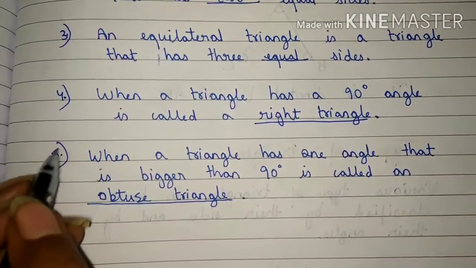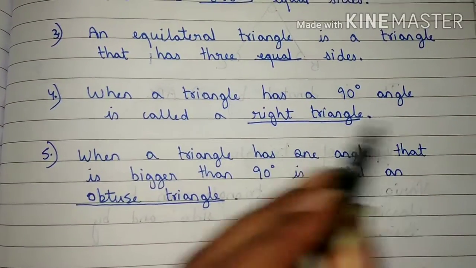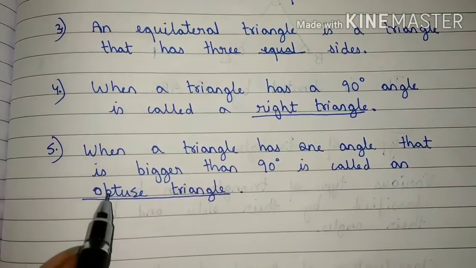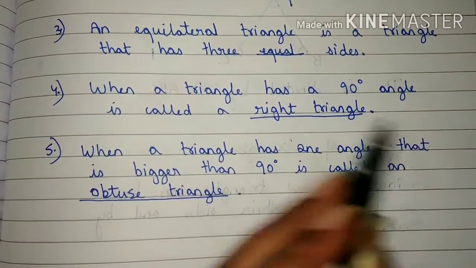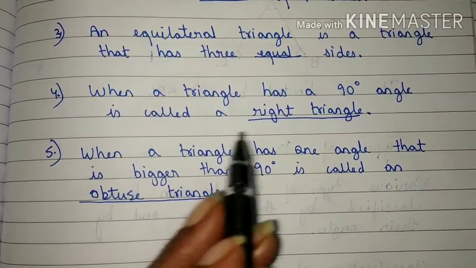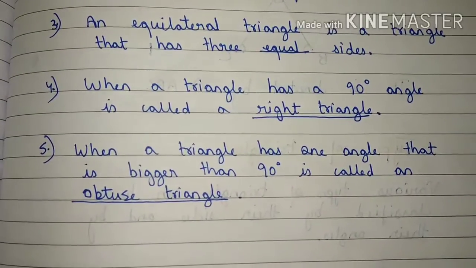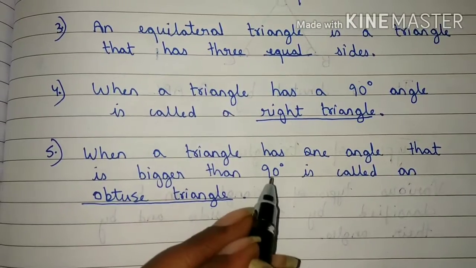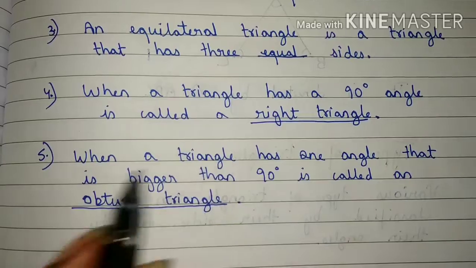Students, now come to fifth. When a triangle has one angle that is bigger than 90 degree, it is called an dash. When a triangle has one angle that is bigger than 90 degree, it is called an obtuse triangle. Students, a triangle in which one angle is bigger than 90 degree but less than 180 degree is called an obtuse triangle.